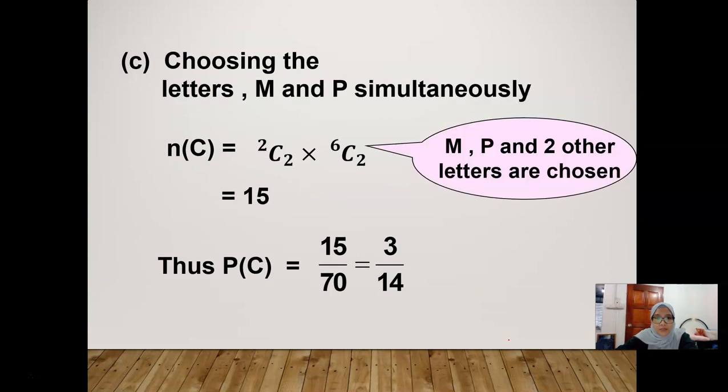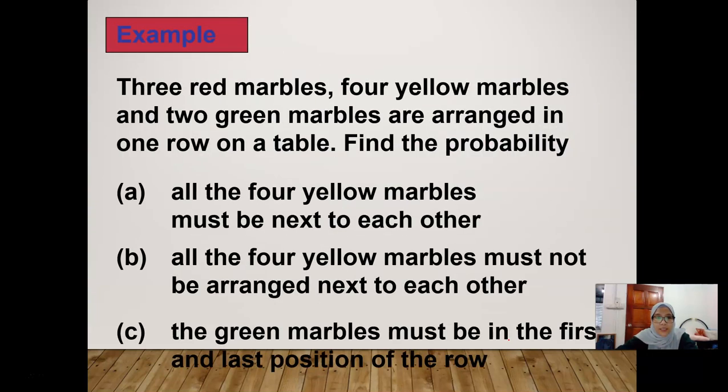Okay, this one is the solution. Later you can look at it again. Okay, this one: 3 red marbles. Same thing, permutation and combination also in probability. 3 red, 4 yellow, 2 green are arranged in one row on a table. Arrange means this is more of a permutation. Find the probability that all the 4 yellow marbles must be next to each other. Find the probability. Okay.